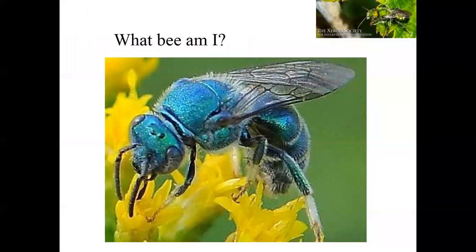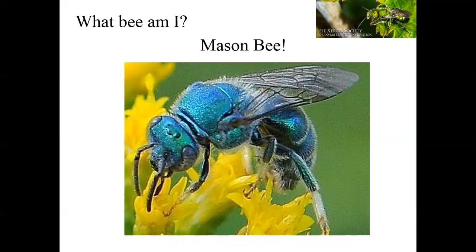So what bee am I? Let's look at what we have here. We're looking at the eyes, and we don't see that they're meeting at the top, but we do see long antenna. What else do we see? We see some hair, but not a lot of hair. In this picture, it's hard to see how many legs they have. Well, yes, I guess I can see three legs on one side, but I can't really tell the wings. It has a very unusual color, so maybe this would help us. So what bee am I? That's right, it's the mason bee.